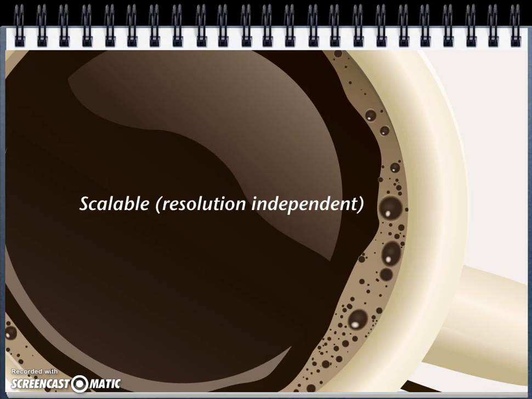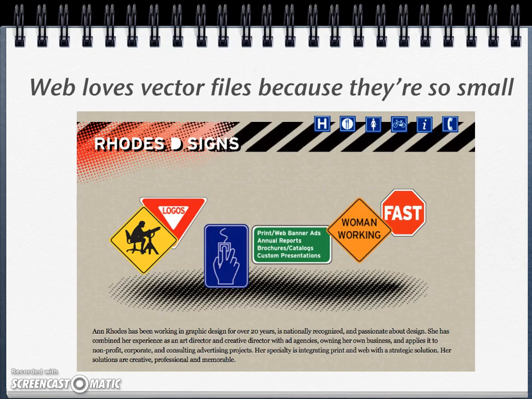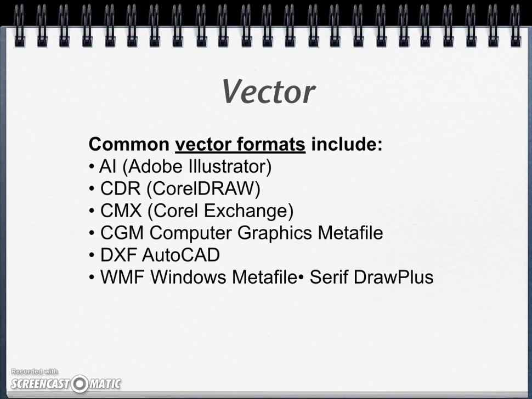I've blown it great big up and you can see that all of these shapes have some gradient or some shape to them, some color applied to them in a mathematical equation. This works great on the web, vector files, partly because they're so small. And the web likes small everything.